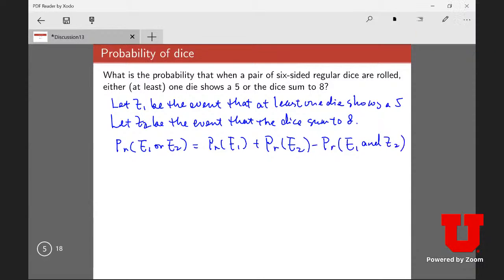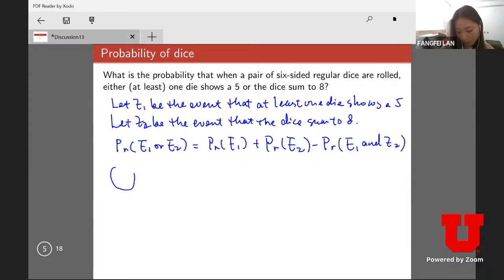Because you can roll a 5 and a 3, and it both has one die as a 5 and sums to 8. Right, exactly. So you're saying that there's some overlap between the events, right? So if this is E1, this is E2, the two circles, there's some overlap right here. So when you add them, you double counted the overlap. So then you have to subtract it.